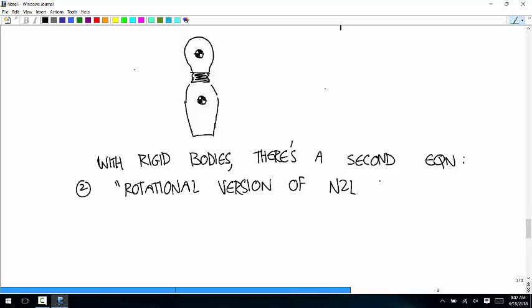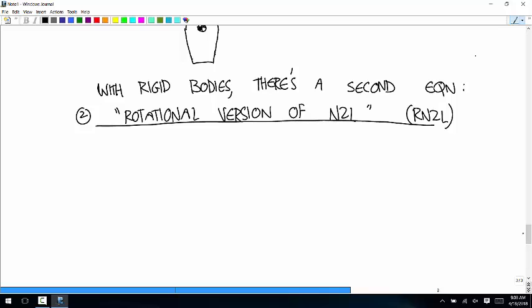And so I always abbreviate that RN2L. But nobody you write that to is going to understand what you're talking about, except me. They won't know what you're talking about. But this is what that equation is. You'll see the similarity to Newton's second law.